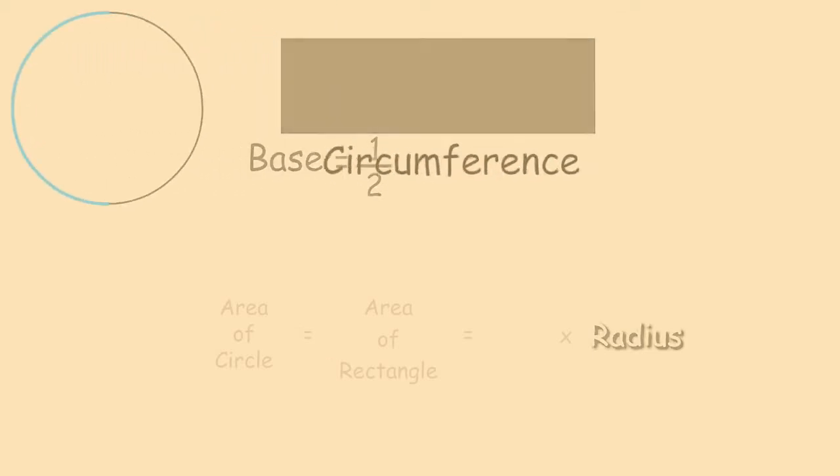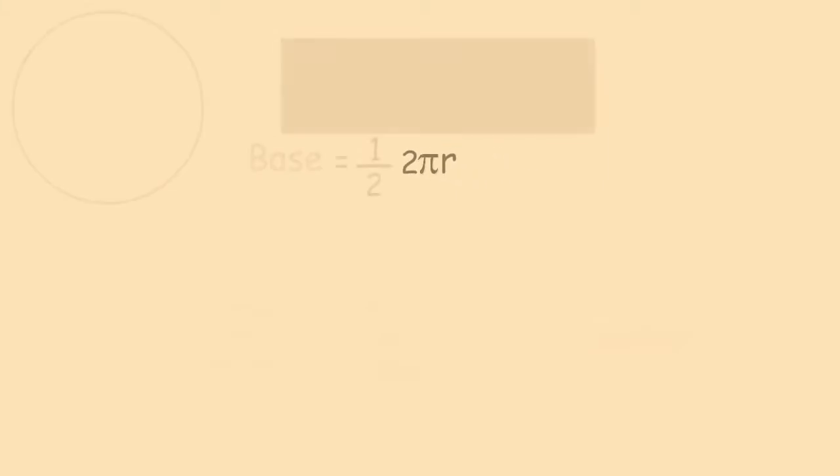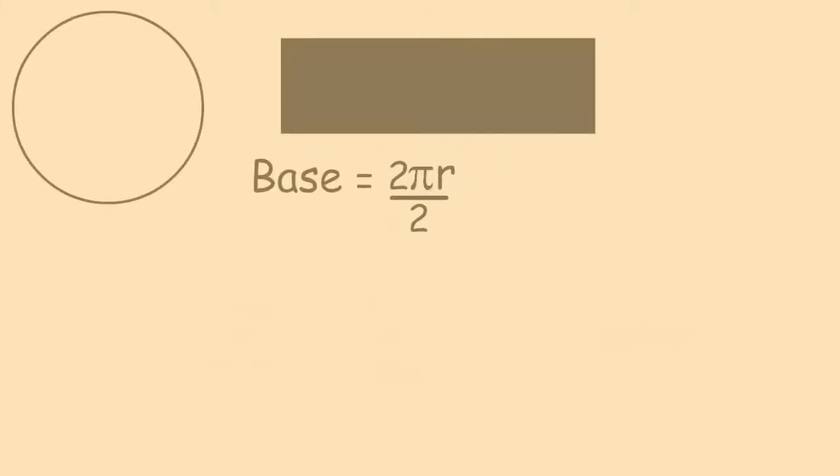Remember that the circumference is equal to 2 pi r. When we combine it with 1/2, the 2's cancel out, and base is equal to pi r.